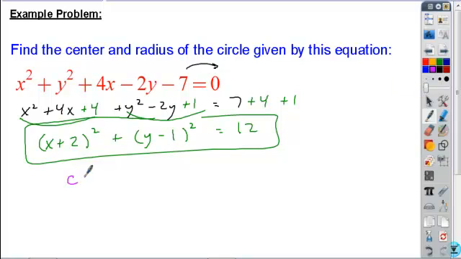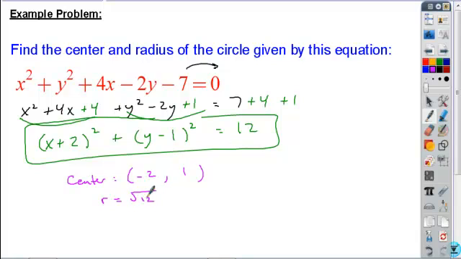So we want to find our center. Okay. So the center has the coordinates. Again, what value of x would give you a 0 here? Negative 2. And the value of y that would give you a 0 in this expression? 1. And then our radius is going to be the square root of whatever number is written over here.